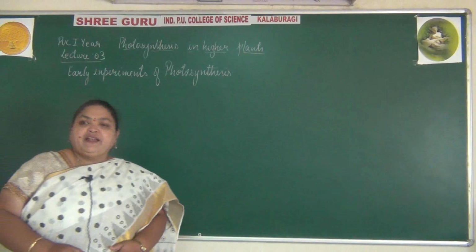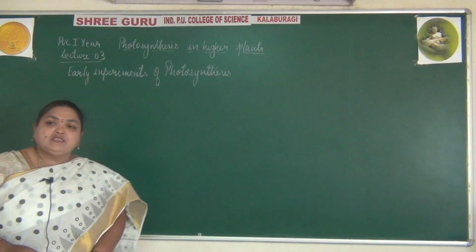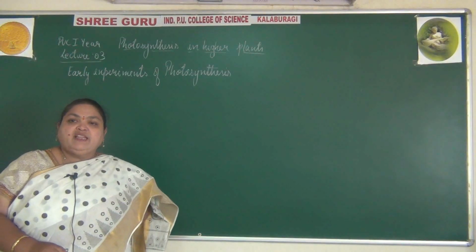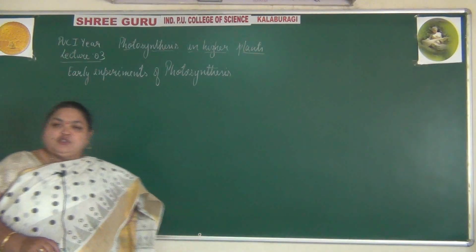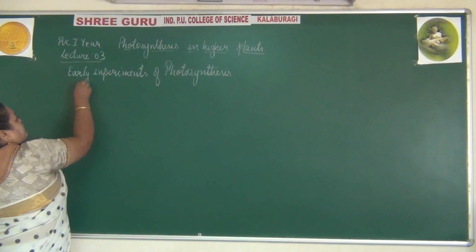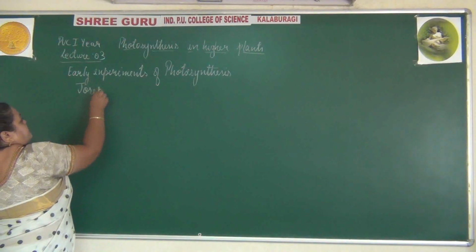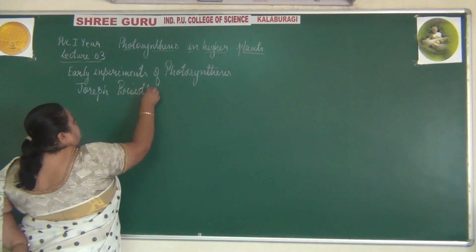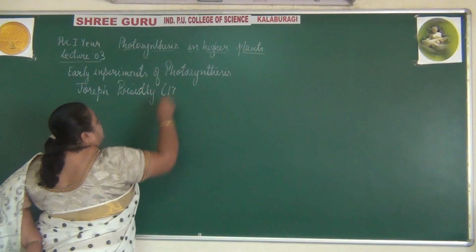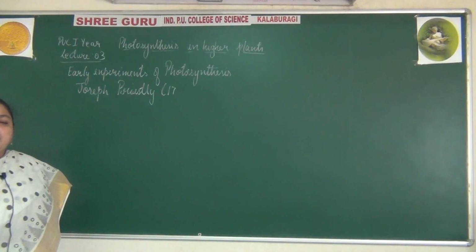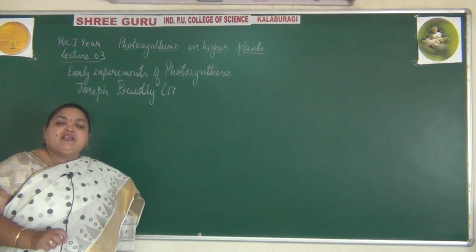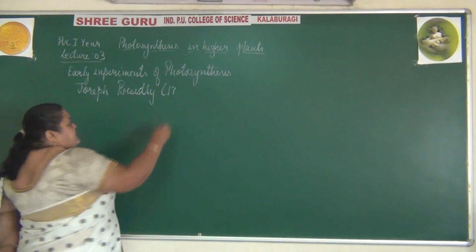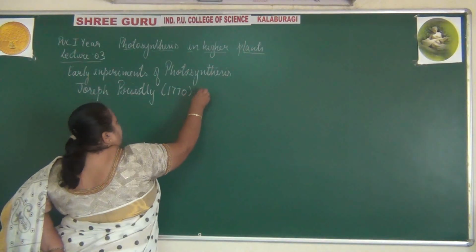Around the 17th and 18th centuries, scientists were working on the process of photosynthesis. One of the scientists was Joseph Priestley. He conducted many experiments on photosynthesis. A very simple experiment identified around the year 1770 is the Bell-Jar experiment.